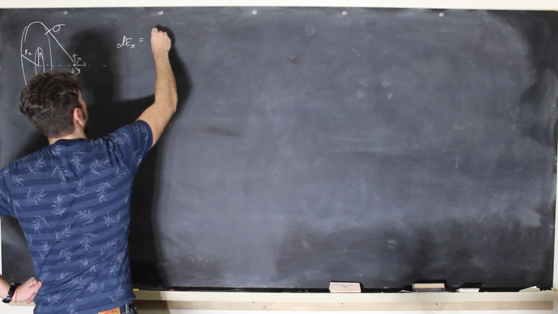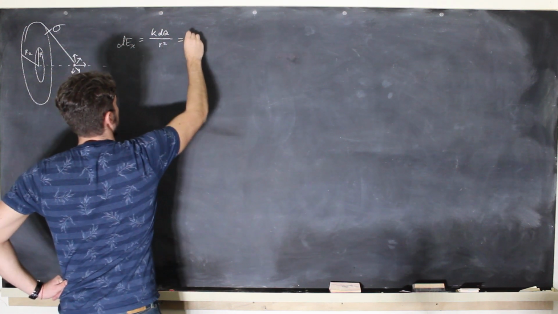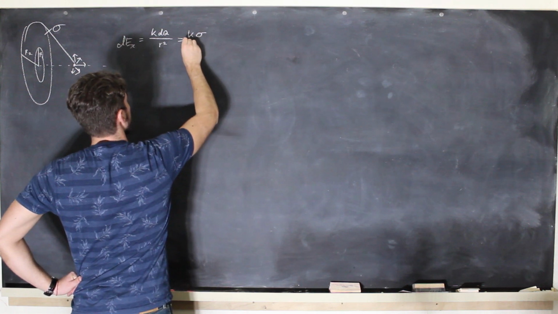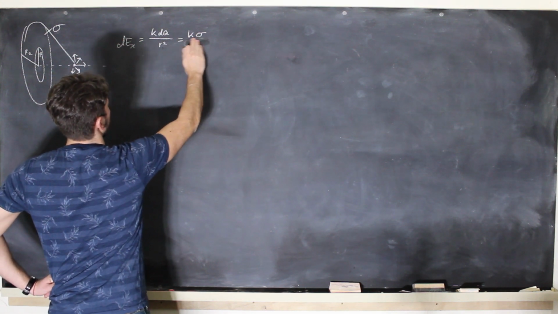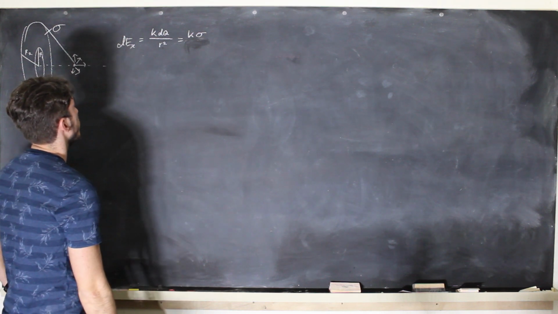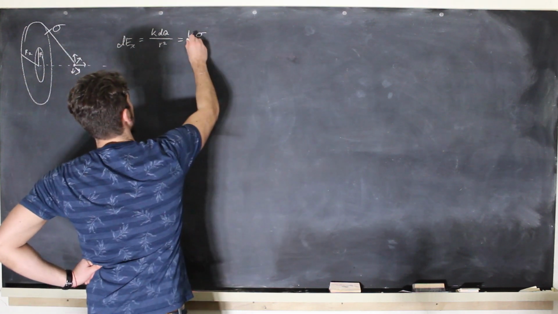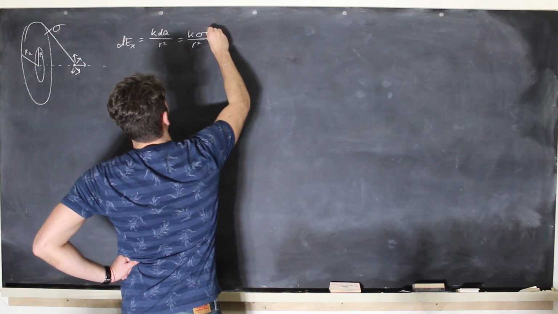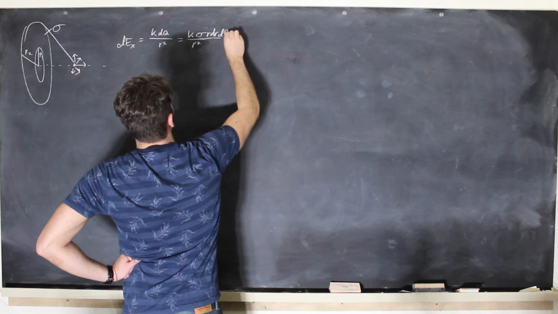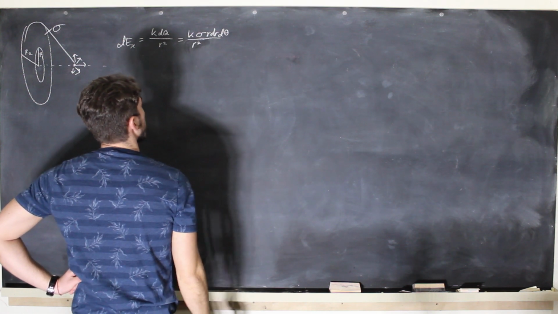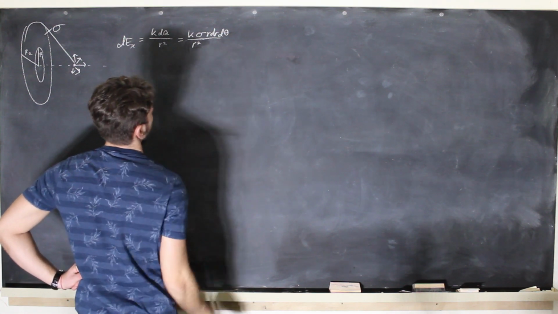Okay, so k dq over r squared is equal to k sigma, for sigma is charge density, so that's charge over area. So we're not doing q over whatever. We're just going to leave it as sigma, and then we're doing r dr d theta, as this is the differential for area. This is dA.